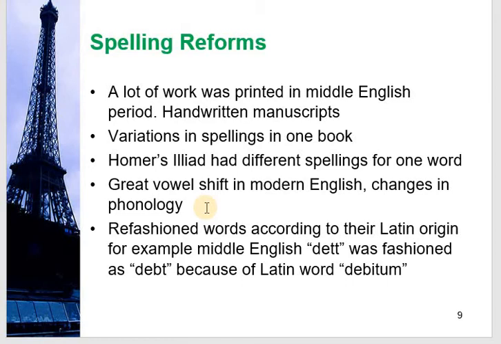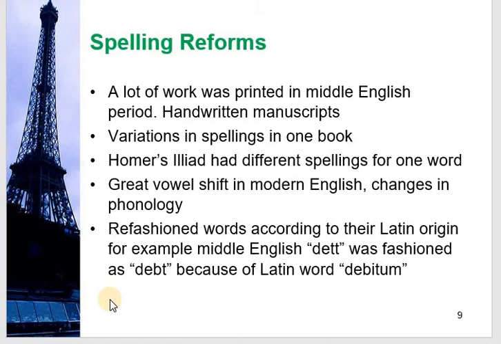Learners of the language wanted to simplify and standardize the language. The Great Vowel Shift in Modern English brought changes in the phonological system. So phonology was changed.